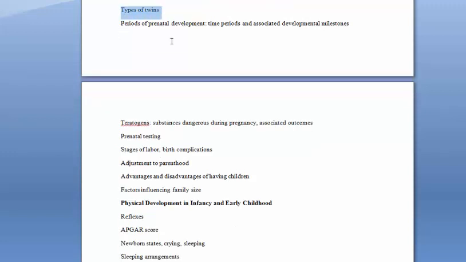Identical twins are essentially genetically identical, very similar at least, and that happens when you have one egg and one sperm that splits into two. But then you can also have fraternal twins, where we have two eggs and two sperm in the womb at the same time. They're born at the same time, but no more genetically alike than any other sibling pair.